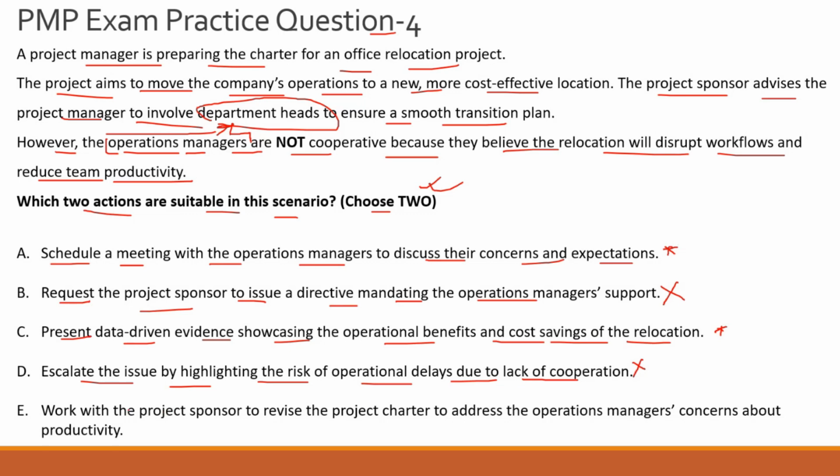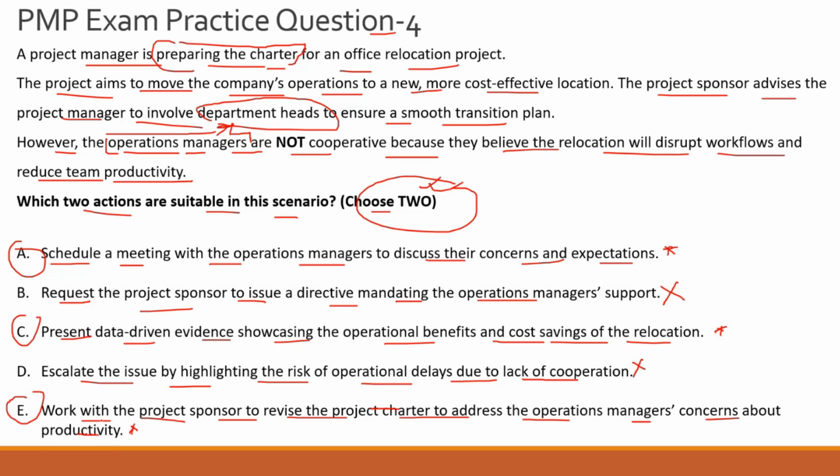Let's look at option E, which is to work with the project sponsor to revise the project charter to address the operations managers' concerns about productivity. You might say, look Ray, I am in the preparation stage of the project charter, so it's a good time now for me to collect inputs and revise the charter if necessary, so that later I do not face any problems whilst I am executing the project. So option E might also be correct. Now here is the funny bit: you have to select two choices, but you have landed up with option A, option C, and also option E.